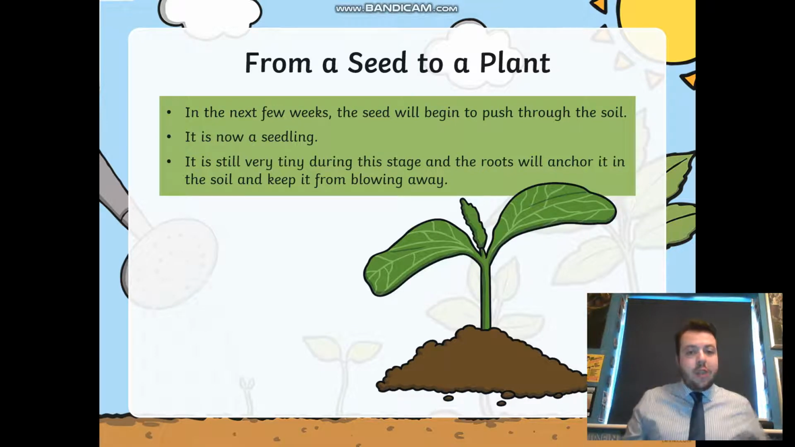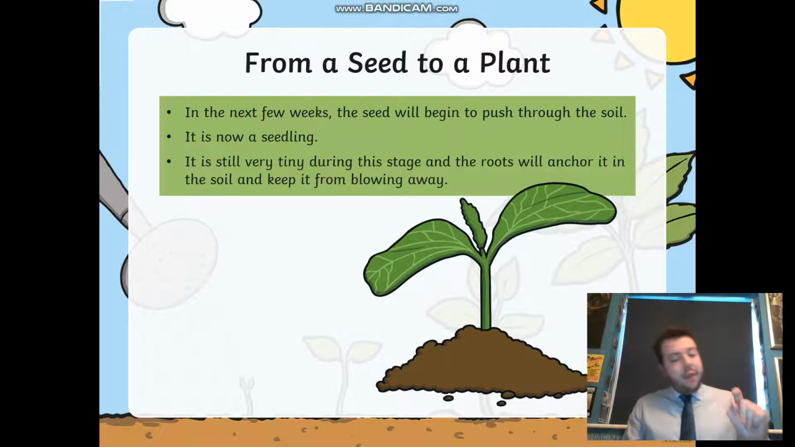So in those next few weeks after it has started growing those roots within the soil, the seed will begin to push through that soil. And once it has done that, it now becomes a seedling. Instead of being a seed, the moment it pushes through the soil, it becomes a seedling. In its very early stages, it's still very, very tiny. And the roots help to anchor it to the soil and keep it from blowing away.